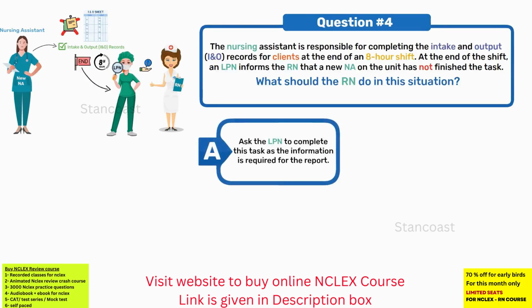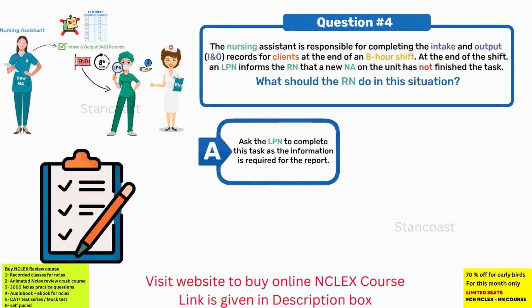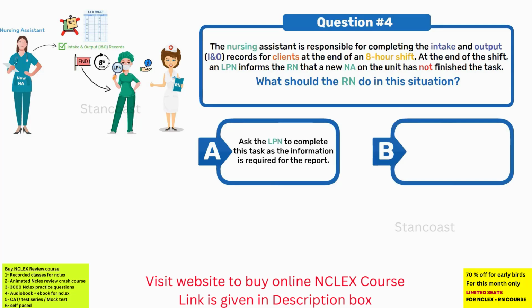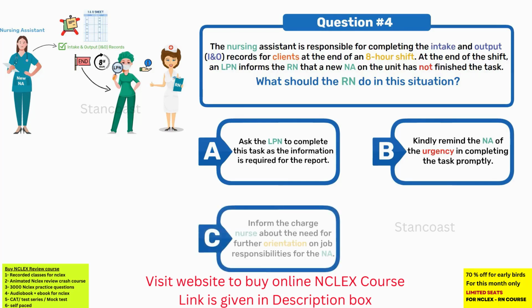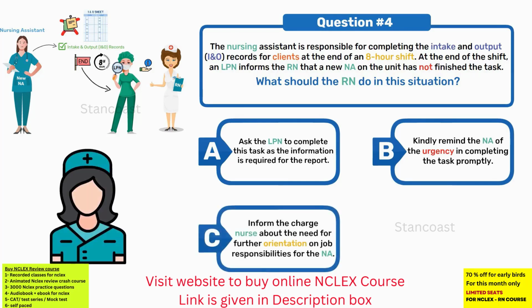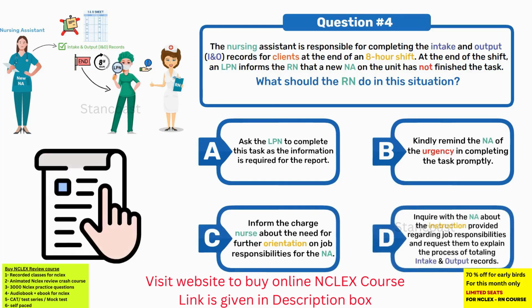A. Ask the LPN to complete this task as the information is required for the report. B. Kindly remind the NA of the urgency in completing the task promptly. C. Inform the charge nurse about the need for further orientation on job responsibilities for the NA. D. Inquire with the NA about the instruction provided regarding job responsibilities and request them to explain the process of totaling intake and output records.